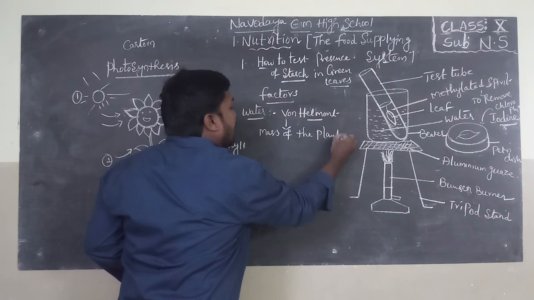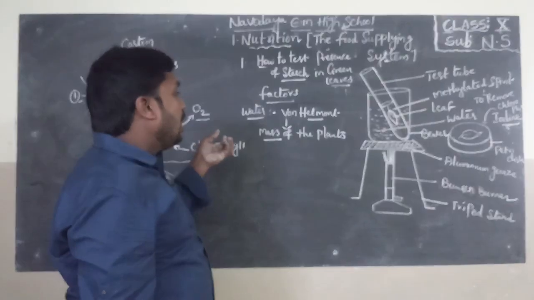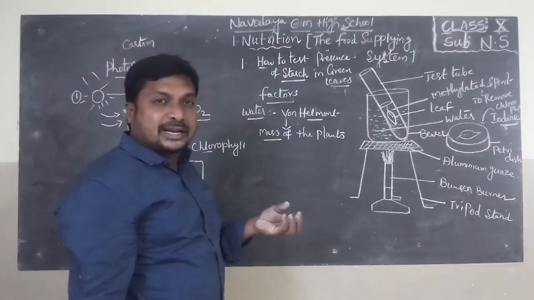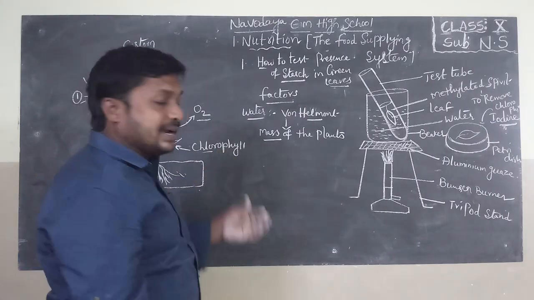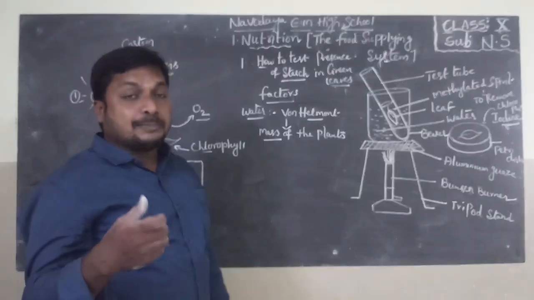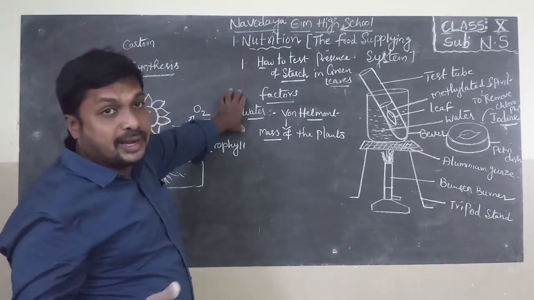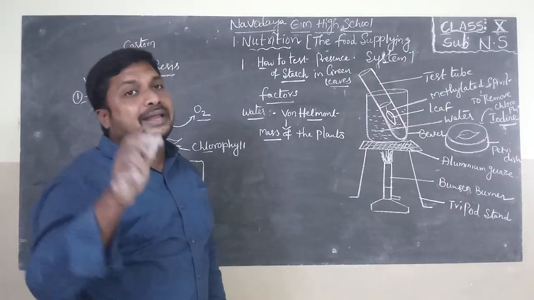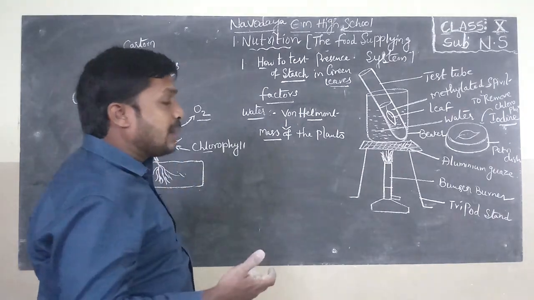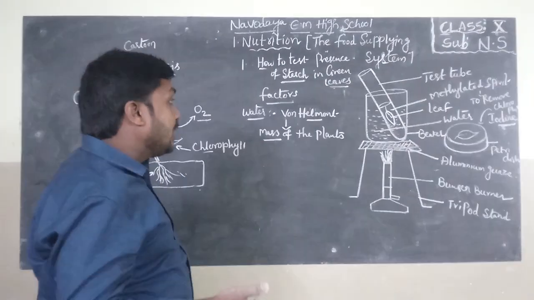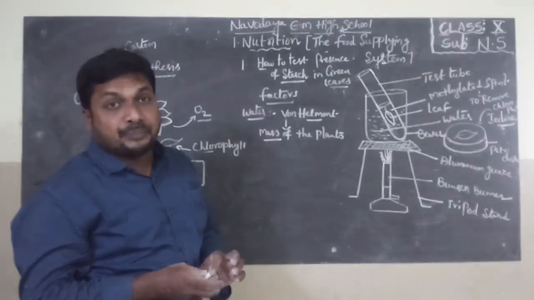Mass of the plant. Mass means here weight. The water increases the weight of the plant. He conducted one experiment to reveal the importance of water to green plants. For this he selected a plant and observed the weight of the plant and the weight of the soil, and he poured water to the green plant. After some days he observed the weight of the plant and the weight of the soil.